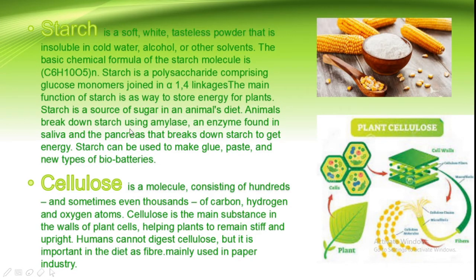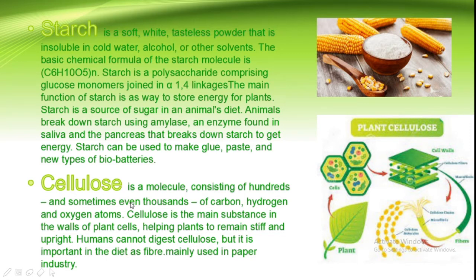Animals break down starch using amylase. Inside the animal's stomach there is amylase, which breaks it down. It is an enzyme found in saliva and the pancreas that breaks down starch to get energy. Starch can be used to make glue, paste, and new types of biobatteries.